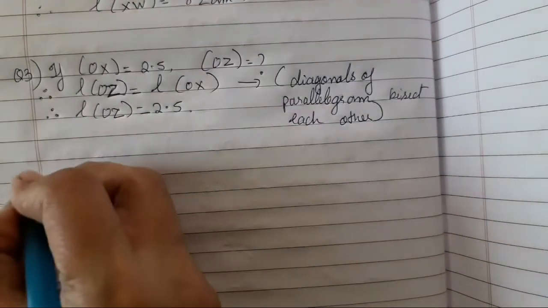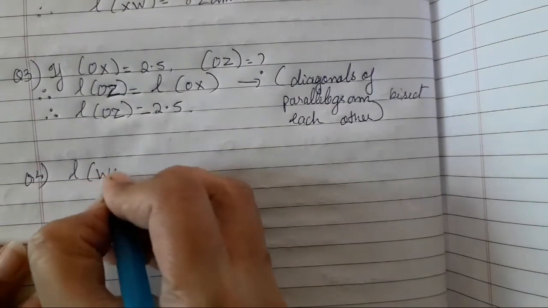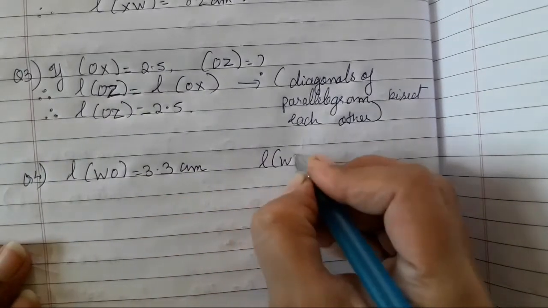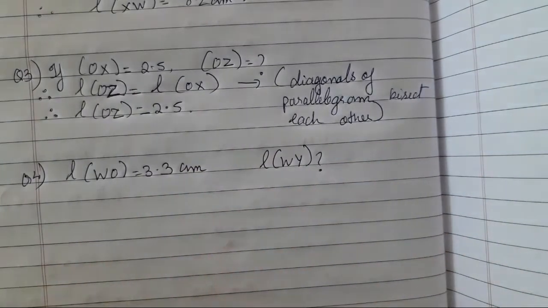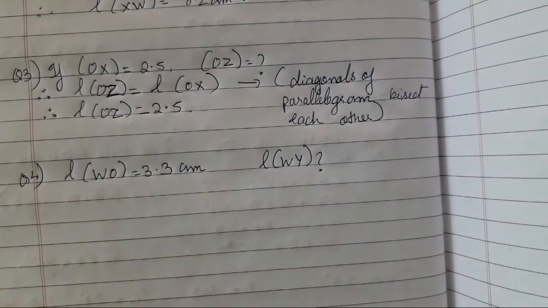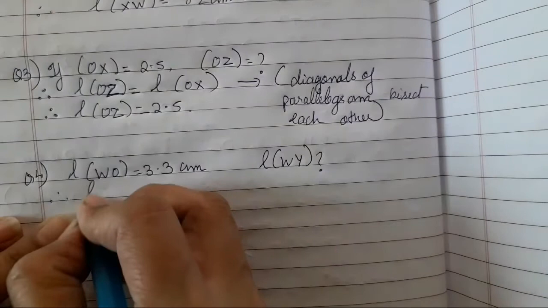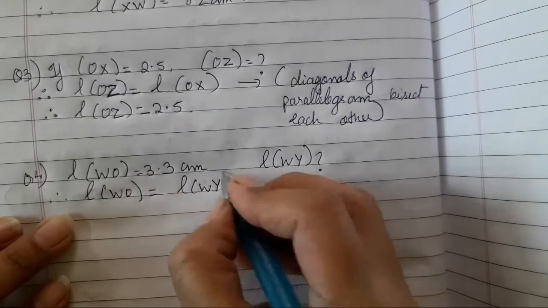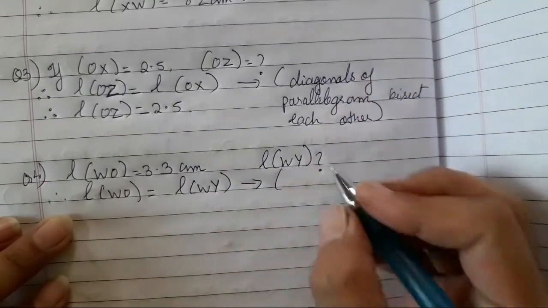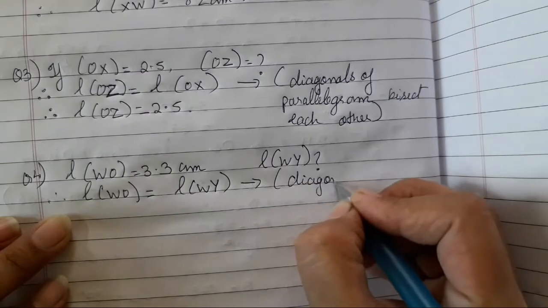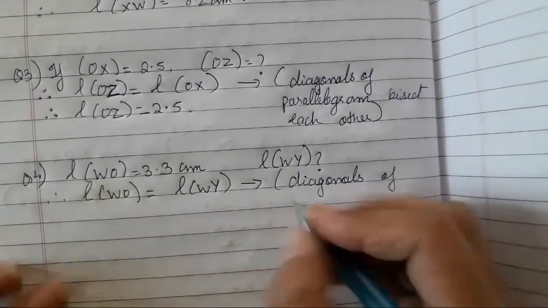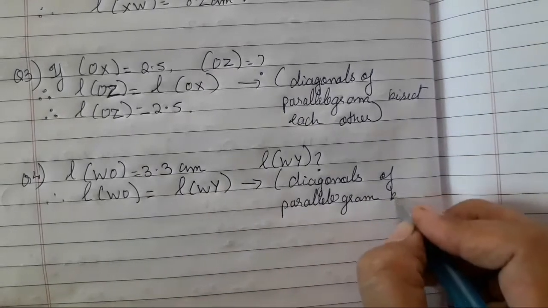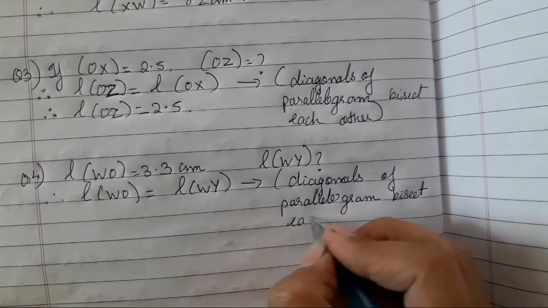Okay, now question number 4. Length of WO is equal to 3.3 centimeter. Then what is the length of WY? Okay, again it is in the form of diagonals, children. They are diagonals. We have to find the diagonals. Therefore length of WO is equal to length of WZ. And what is the reason? Same reason that we wrote over here, that is diagonals of parallelogram bisect each other.